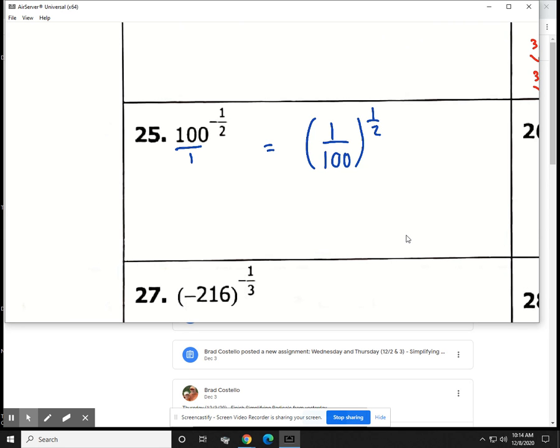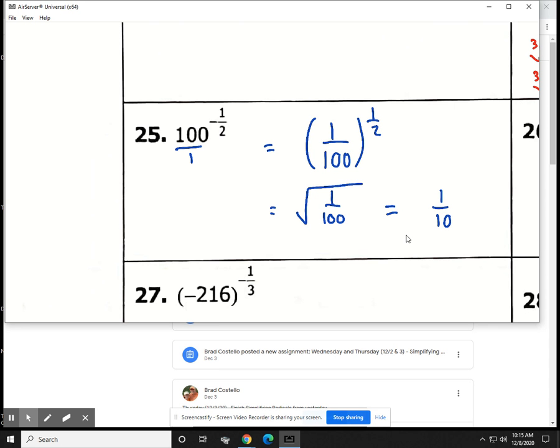Now from here, isn't this just the square root of 1 over 100? Guys, is 1 a perfect square? What's the square root of 1? 1. Is 100 a perfect square? What's the square root of 100? So the square root of 1 over 100 is 1 over 10. Done. Okay, that one's done.